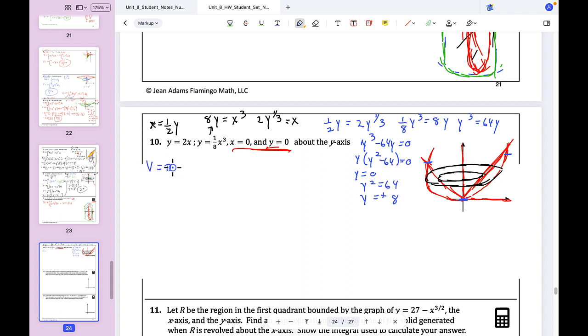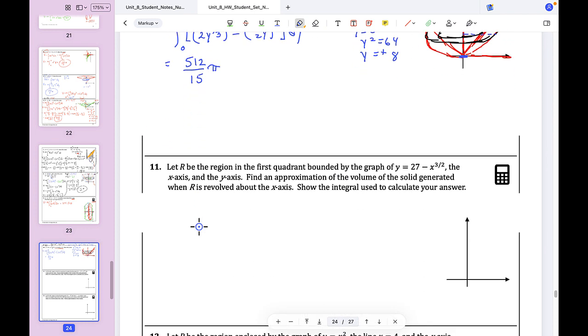So the volume equals pi times the integral from 0 to 8. Okay, big R squared. So that's the parabolic function, or not the parabolic, but the cubic function. So the cubic function is 2y to the 1/3 squared minus the little r squared, which is the linear function, so that's 1/2 y squared dy. Okay, and when I go through the process of working all of that out, this ends up equaling 512 over 15 pi.